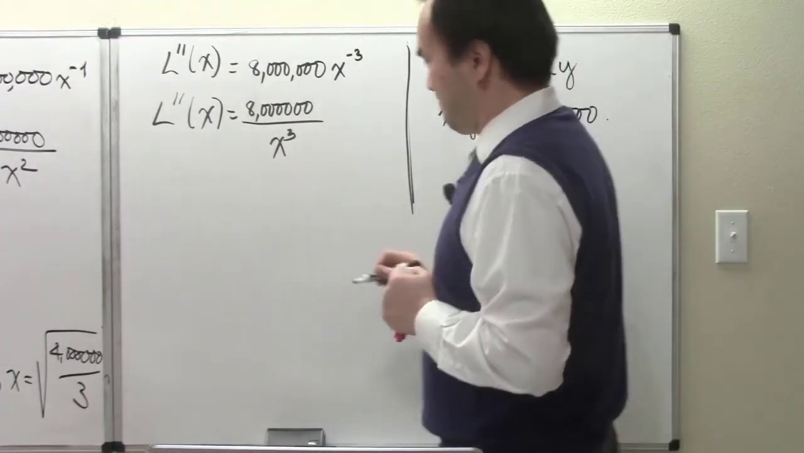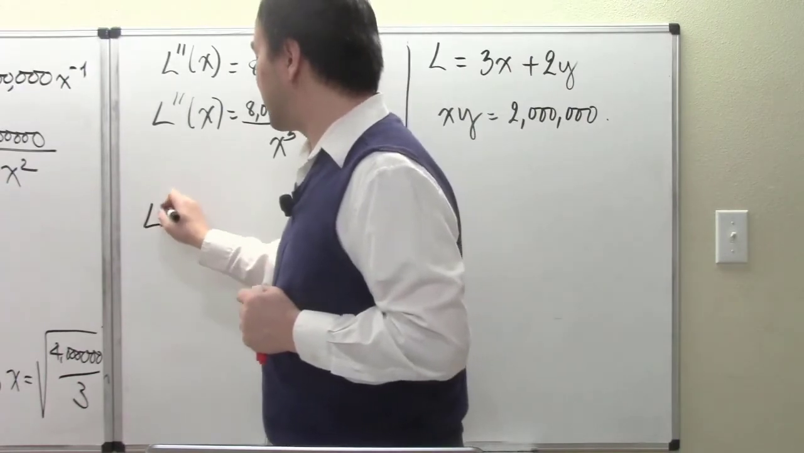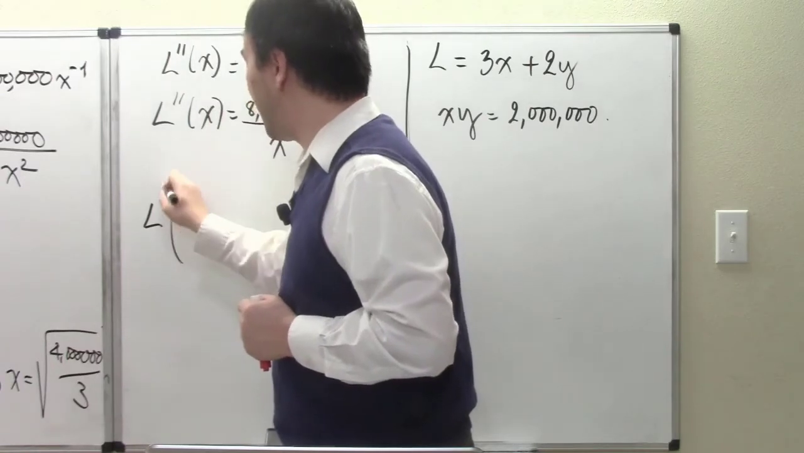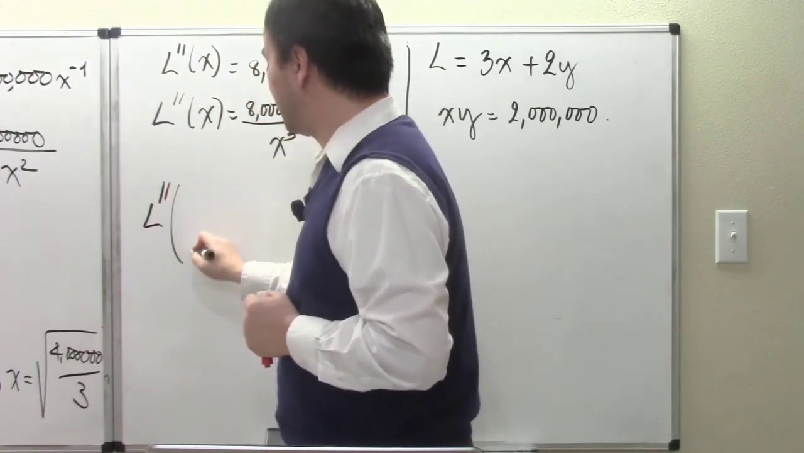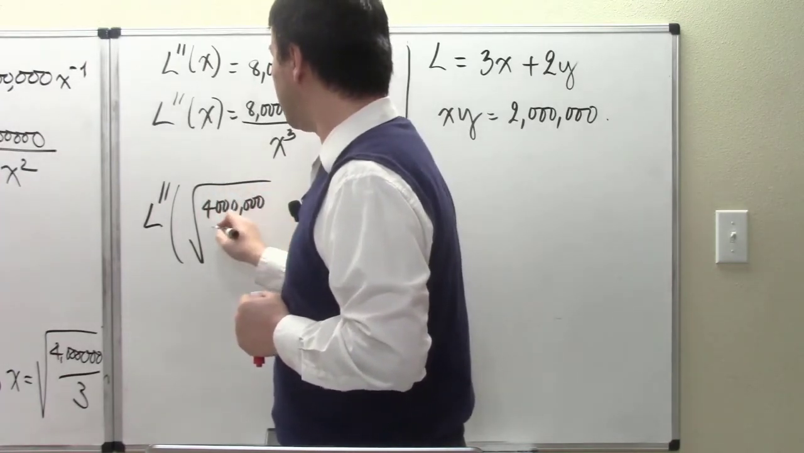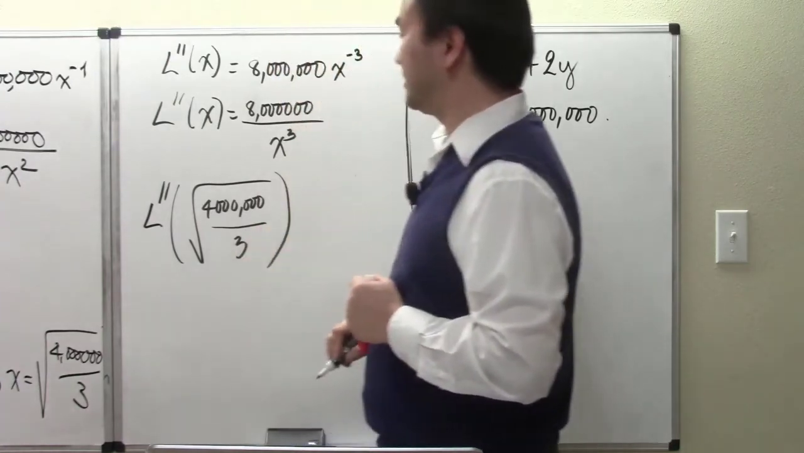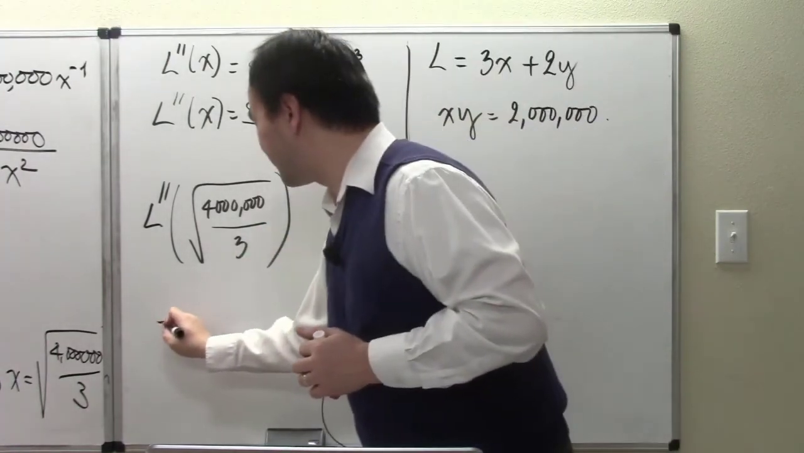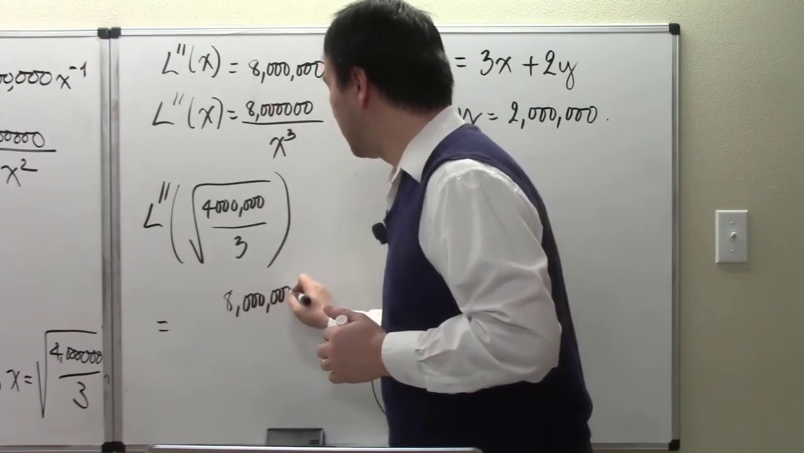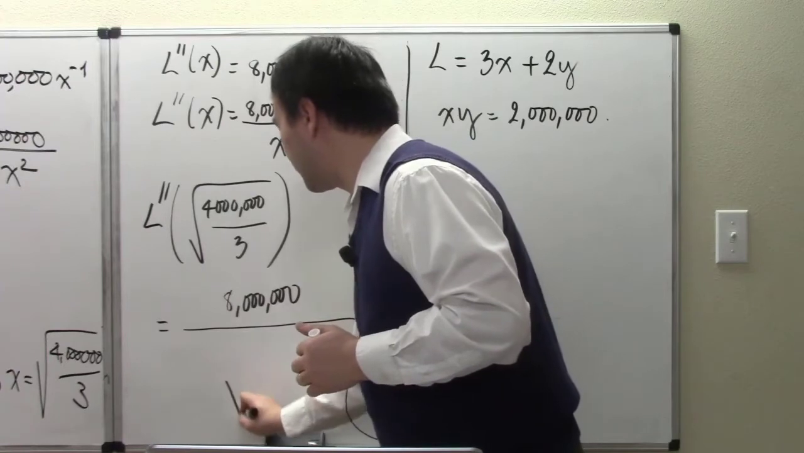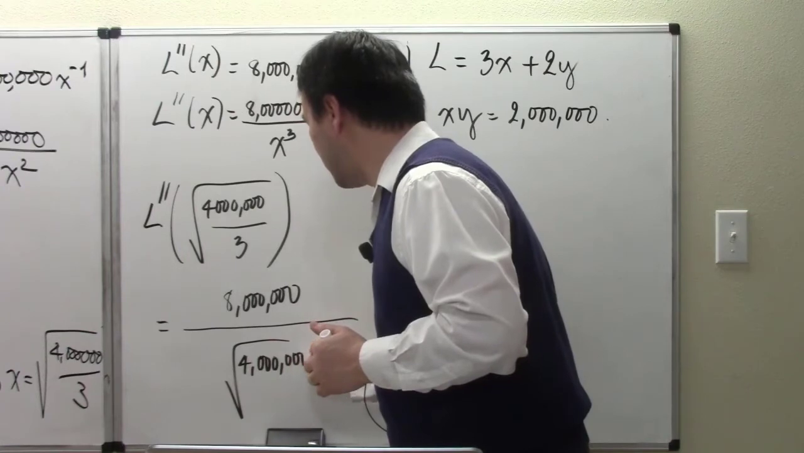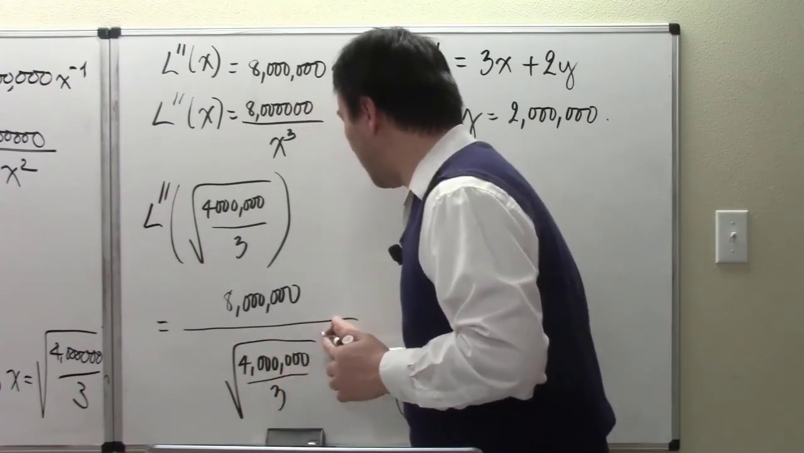And now I am simply going to substitute my critical value. So I am going to evaluate L double prime at the square root of 4 million over 3. That means we are going to look at 8 million divided by a crazy expression, but it won't be that bad actually: the square root of 4 million over 3, all cubed.